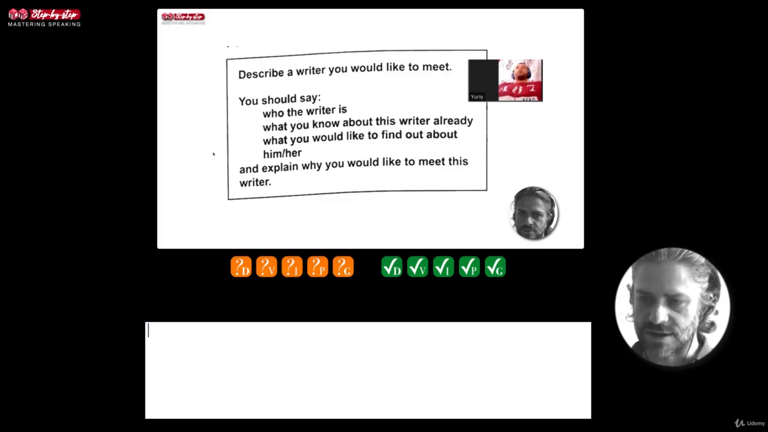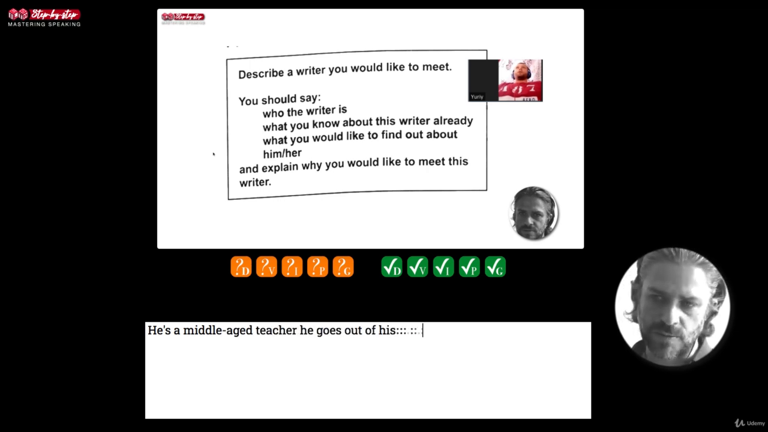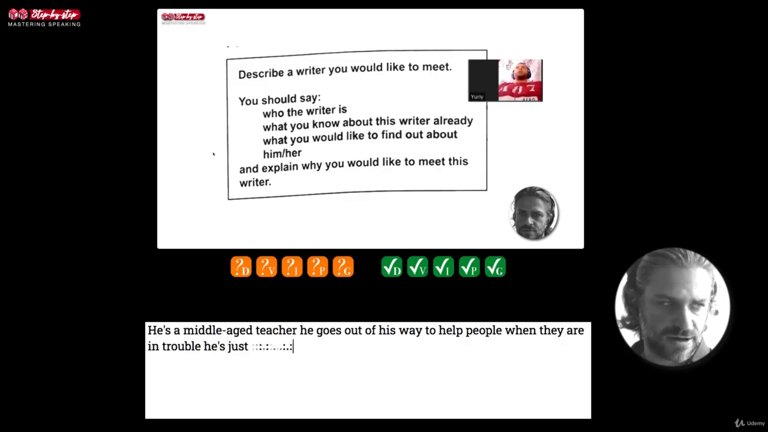So he's very sociable. He goes out of his way to help. He's a middle-aged teacher. He goes out of his way to help people when they are in trouble. He's just generally a very kind person. Okay, to go out of your way to help.